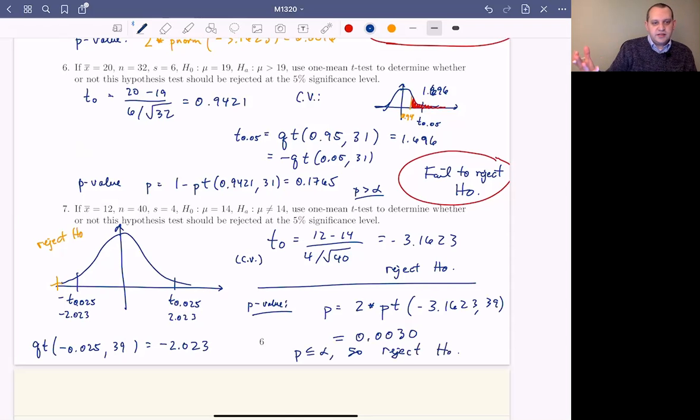Okay, so in a nutshell, these are some good examples. We haven't worked with actual data yet. That'll come soon. But given sample means, sample sizes, sample standard deviations, and so on, this is enough to be able to run a hypothesis test.